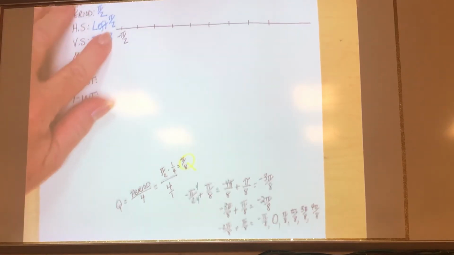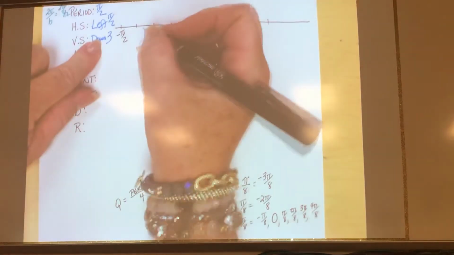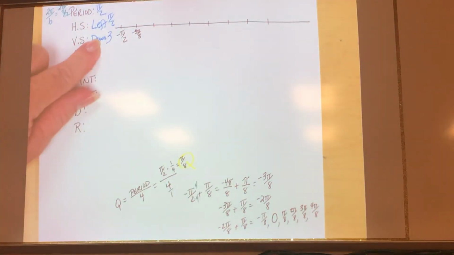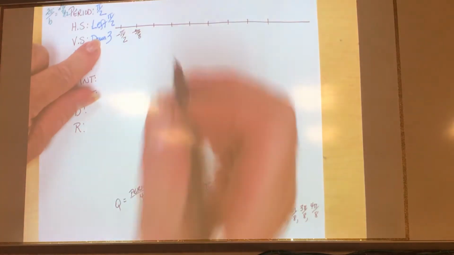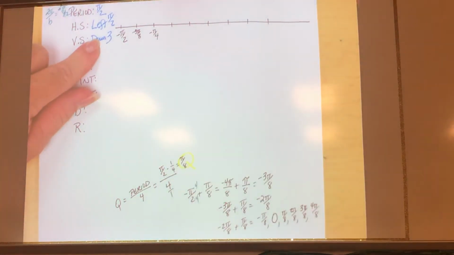So this one is negative pi over 2. The next one is negative 3 pi over 8. The next one is negative 2 pi over 8, which is what? Negative pi over 4. The next one is negative pi over 8.